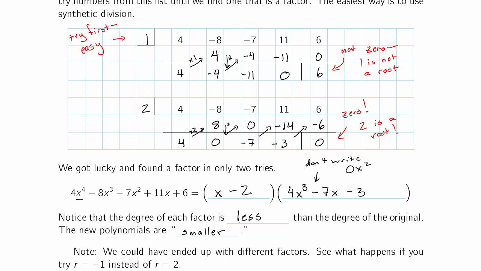But before we do that, in this problem we got lucky and we found a factor in only 2 tries. If we were less lucky, it might take us more times. So before we go to factor fully, let's take a minute and think about how we could narrow down all of these possibilities.